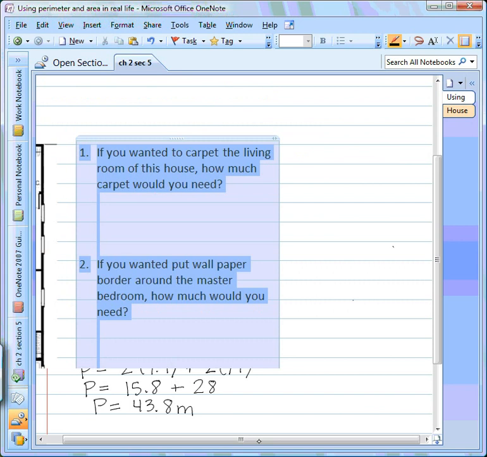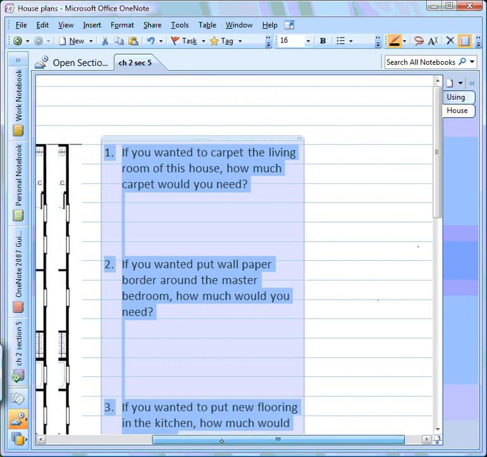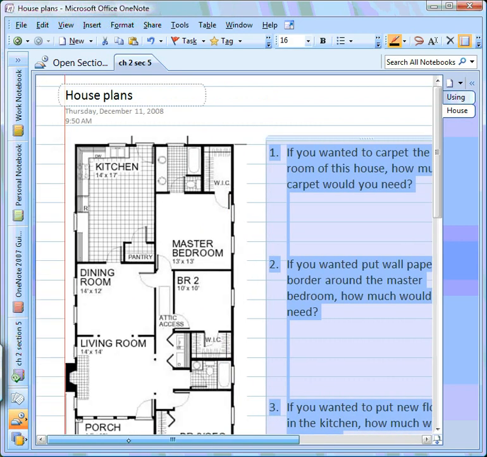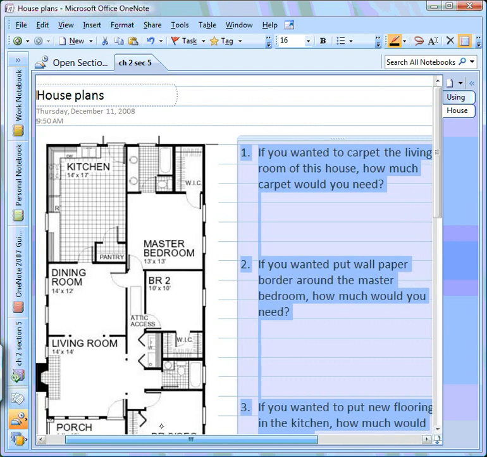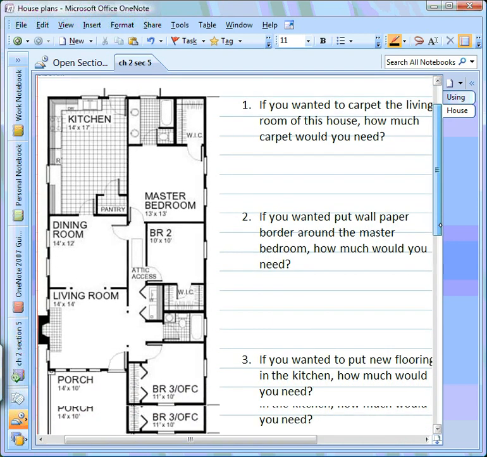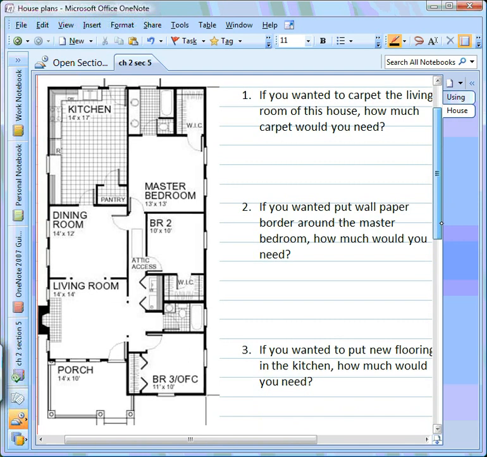Okay, here's some more examples that we can look at. We have a layout for a house and some questions about that house to look at. So here's our house, our floor plan. And the first question says, if you wanted to carpet the living room of the house, how much carpet would you need?